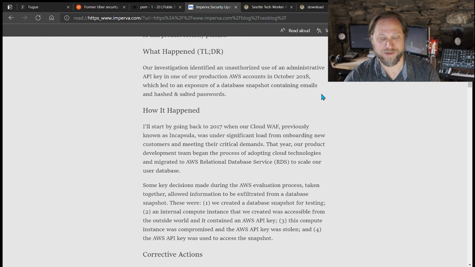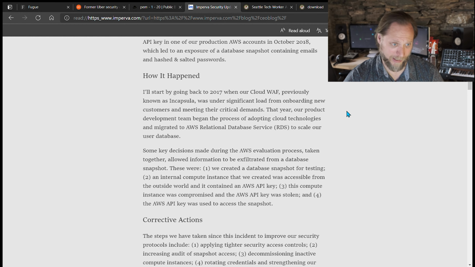Admin keys should be short-lived. I think it kind of goes without saying, right? Admin keys should be short-lived. So if you find one, if somebody slips up, it should be outdated. But let's go back into how it happened.